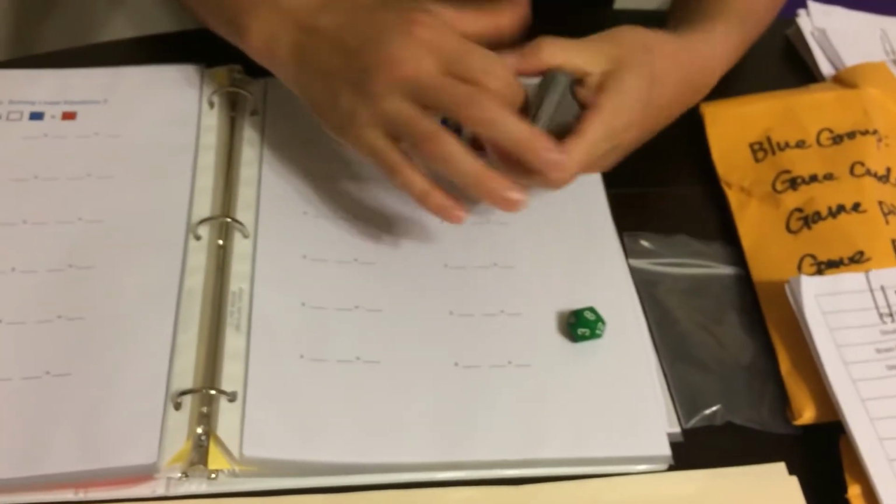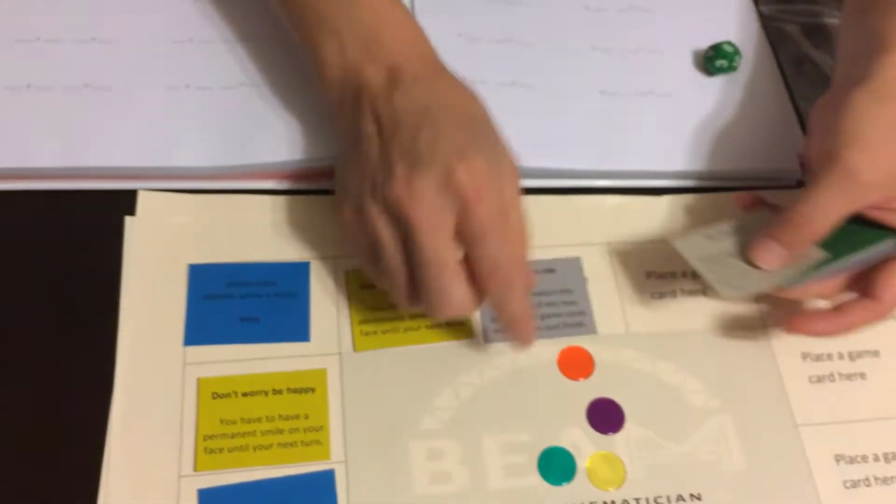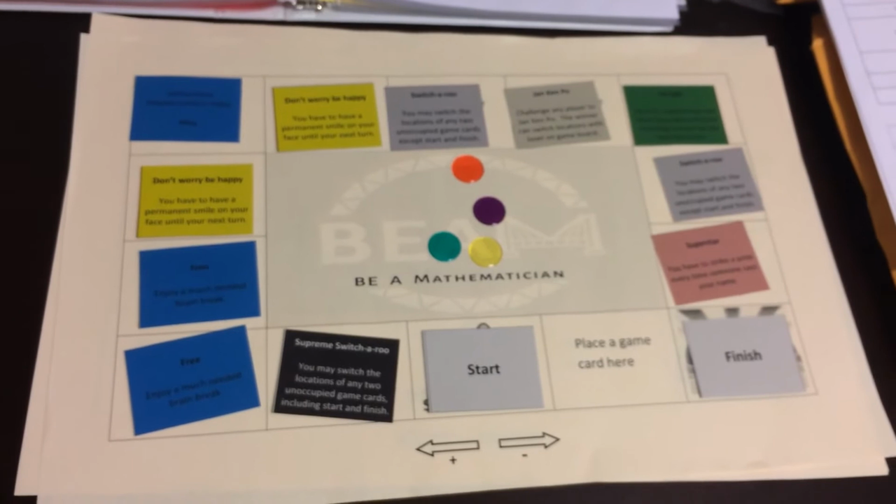And what they'll do is they'll shuffle these cards face down, and they'll just line them up in each square. You see it says place a game card here, so that's what they'll do. They'll place one game card in each location. And this now sets up their board.